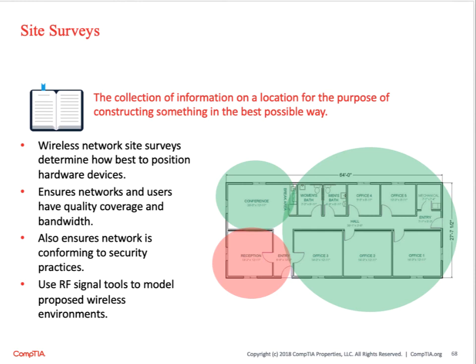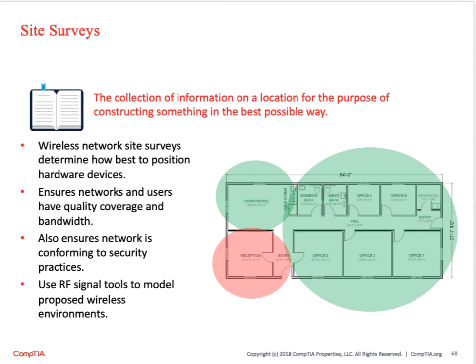Site surveys. So a site survey, in a general sense, is going to be a collection of information on a location. That includes access routes, potential obstacles, the best positioning of materials and stuff like that, for the purpose of constructing our network in the best possible way, our wireless network. So wireless networks go through a site survey phase in order to decide how exactly to design the network with respect to the hardware's location.